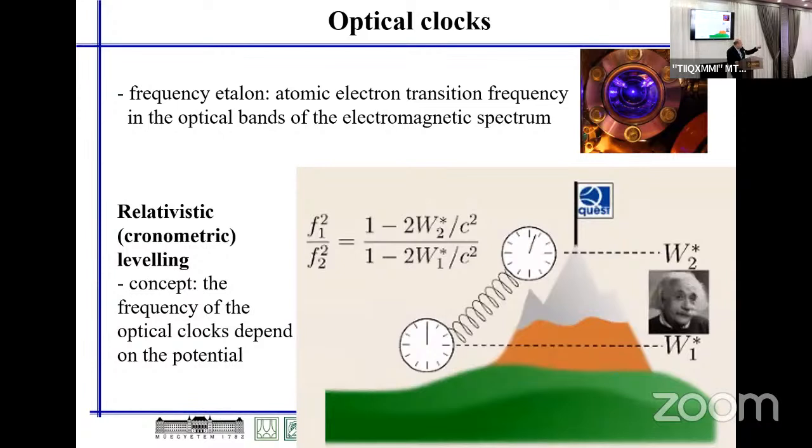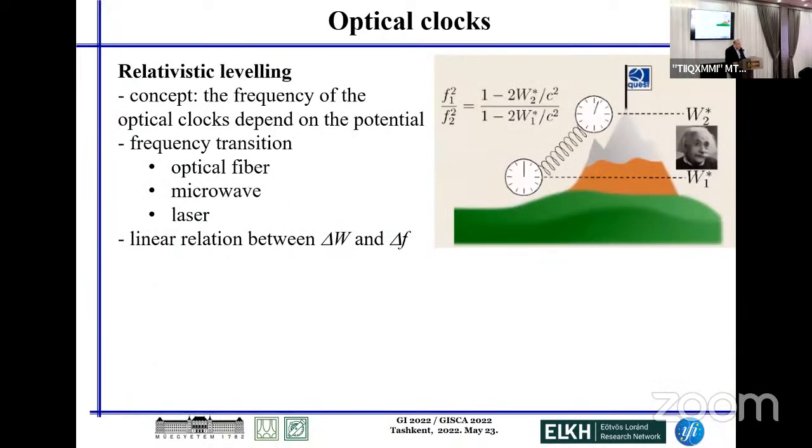The key point here is that it turned out that the frequency of the clocks depends on the height, on the potential level where the clock is stored. So if it is up in the mountain, it has a different frequency than down in the valley. Next slide, please. So the basic idea is that we can do a kind of leveling, like surveyors do leveling, just by comparing the frequencies of optical clocks at different heights.